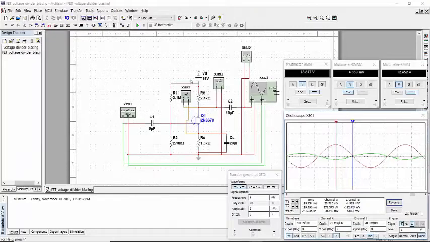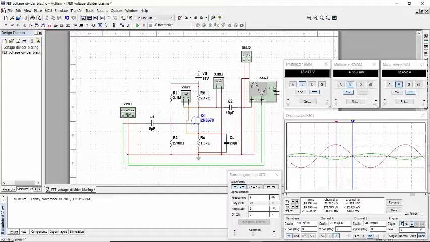So, this is the Multisim and this is the circuit. In the circuit, this is the oscilloscope, this is the function generator, these are capacitors, these are resistors, and these are multimeters. Here is one battery also, and ground. And this is the N channel JFET.